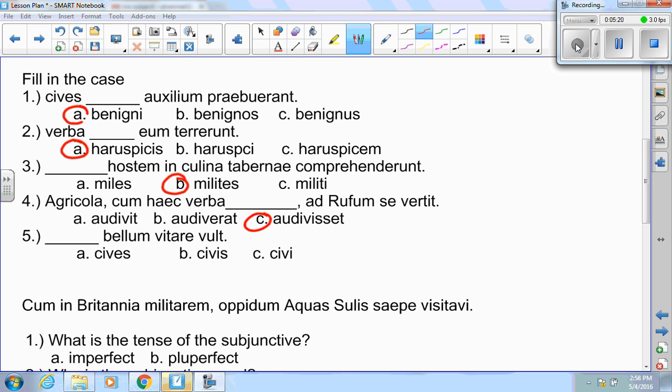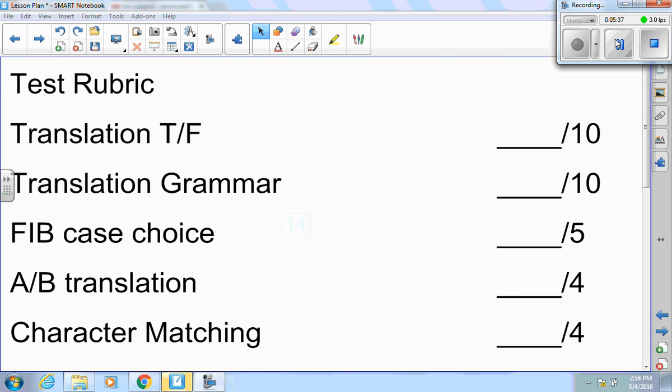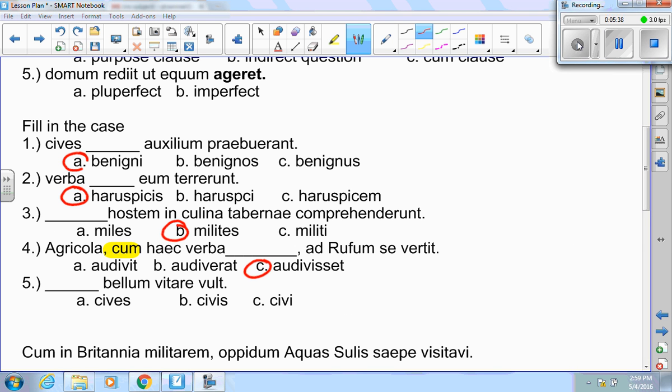The key for number 4 is not a case. This is actually to pick which verb I'm using. And I have to recognize that this is a cum clause, and a cum clause takes the subjunctive. A is perfect and indicative. B is pluperfect indicative. The only subjunctive that I have is the adawisset. Cum takes the subjunctive. That's why I choose C.